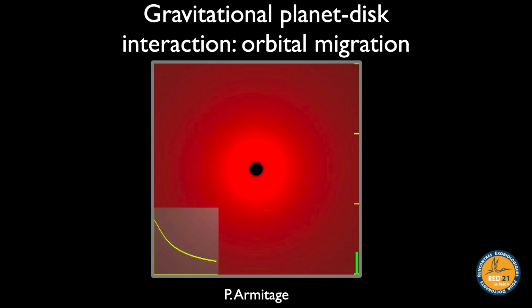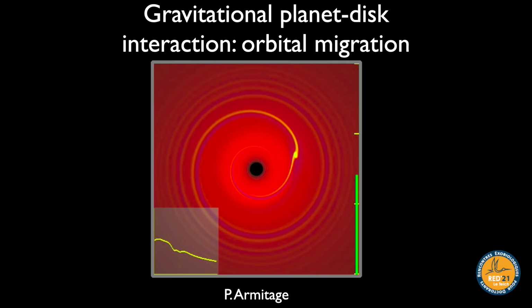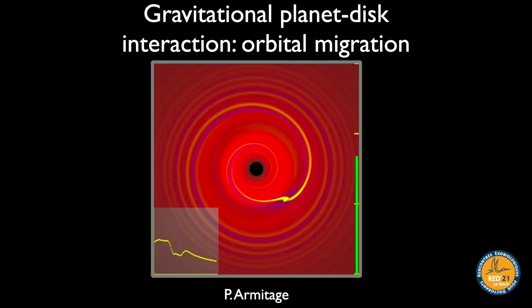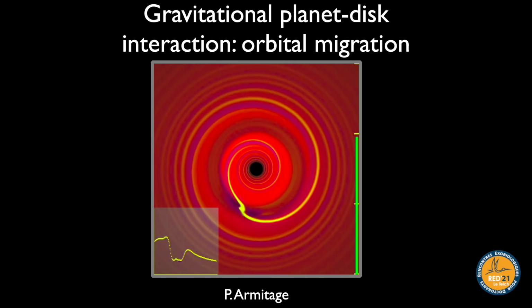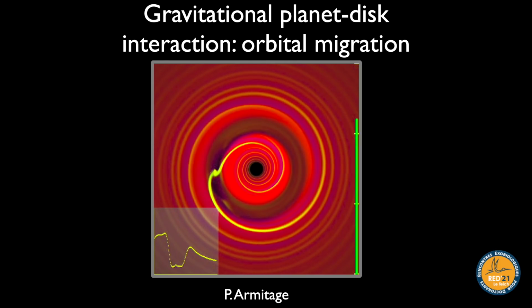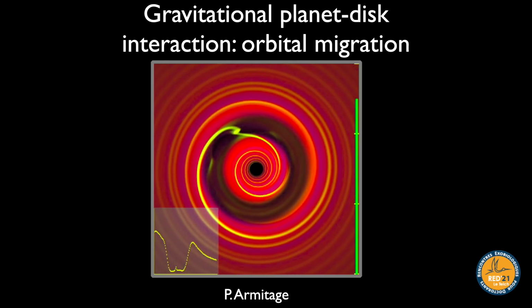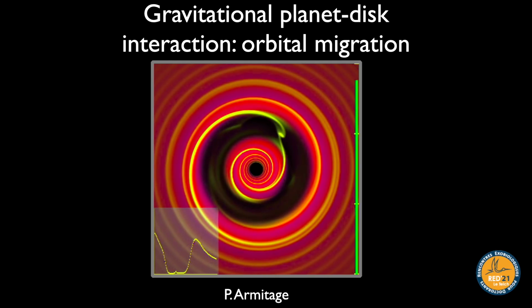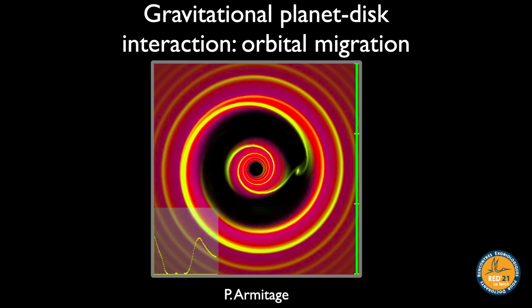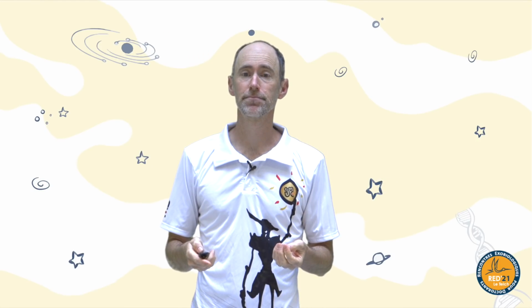The next kind of process to talk about is migration. And what this animation shows here is a growing core, how it interacts with the disk. The mass of this object is being artificially increased as it orbits. But what you can see is these spiral density waves are getting stronger and stronger as it gets more and more massive, and eventually a gap is carved. Right? And this happens because of gravitational interactions between the planet and a disk. And this leads to orbital migration.